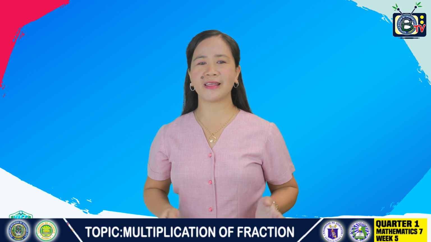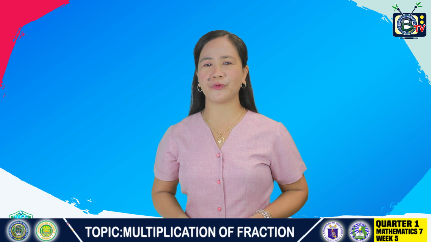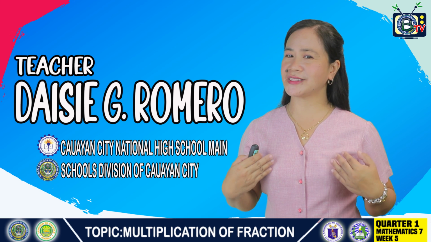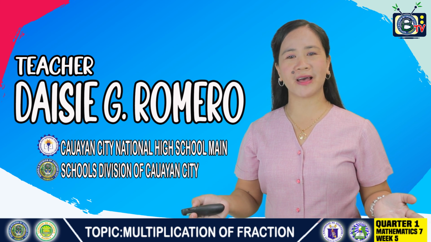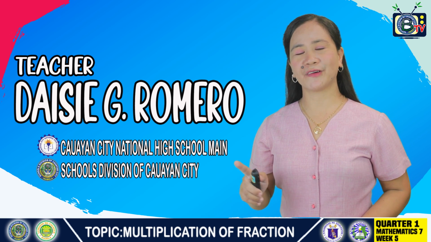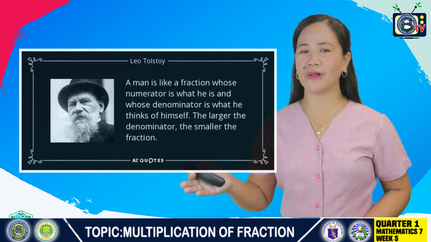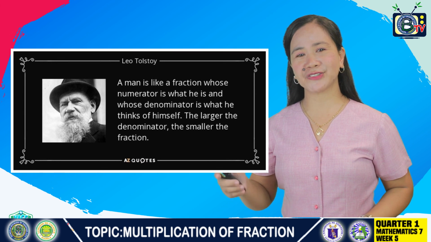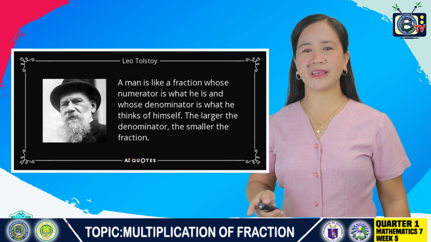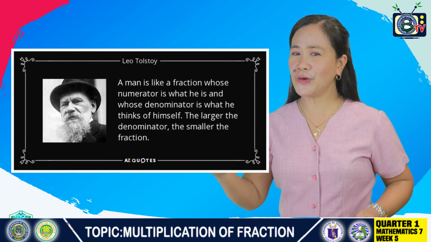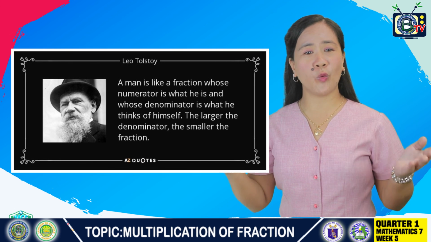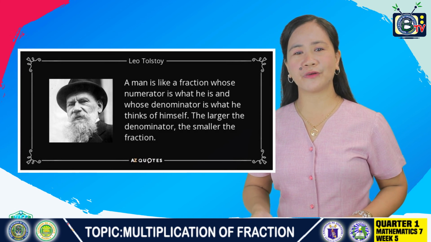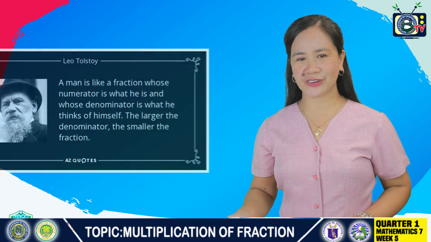To have a better and deeper understanding of the lesson we have discussed, once again, this is Teacher Daisy, your teacher in Mathematics 7, sharing a quotation written by Leo Tolstoy, and he said, "A man is like a fraction whose numerator is what he is and whose denominator is what he thinks of himself. The larger the denominator, the smaller the fraction."